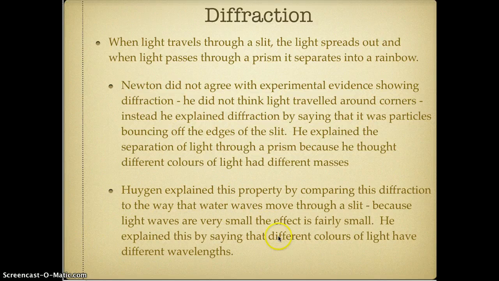But with waves, this was much easier to explain, because with water waves, when they go through a tiny slit, they diffract. Light waves are really, really small, so the effect is really small. That's why it's hard to tell. And the separating of the rainbow is explained because different colors of light have different wavelengths. Red light has a very long wavelength compared to blue light, and that would give you that rainbow separation.